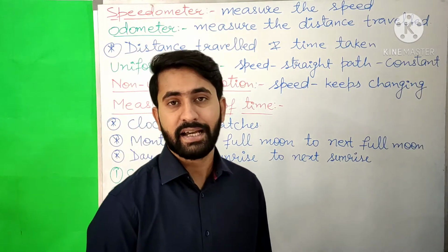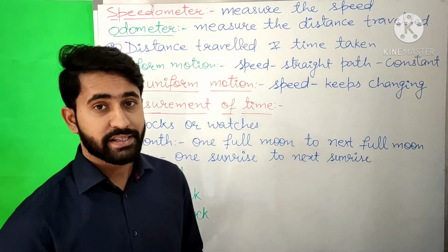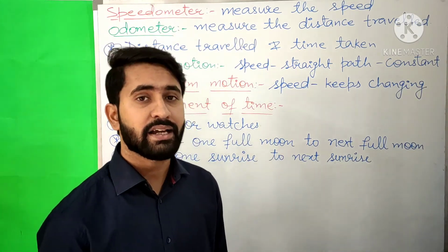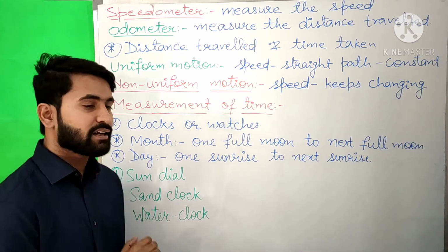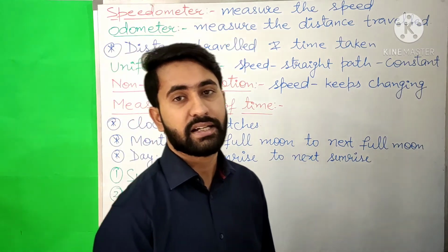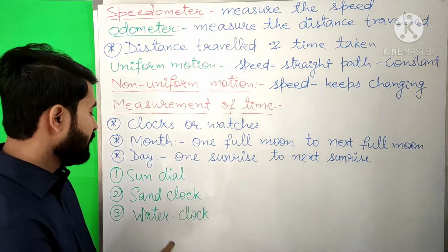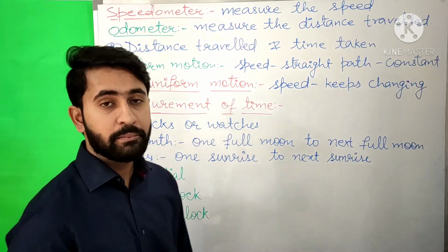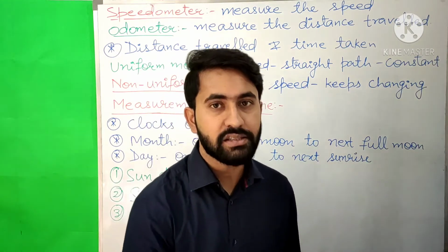For measuring the time smaller than a day, a number of devices were invented in the ancient days, like the sundial, sand clock and water clock. They were used to measure the time that is smaller than a day. A sundial measures the time with the help of the shadow that is formed by the sun.